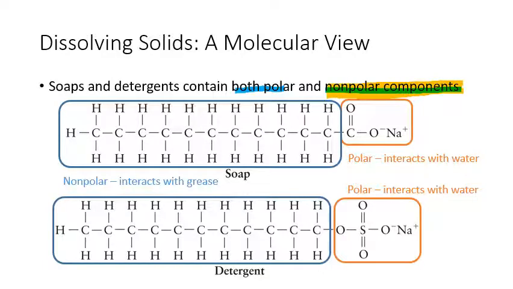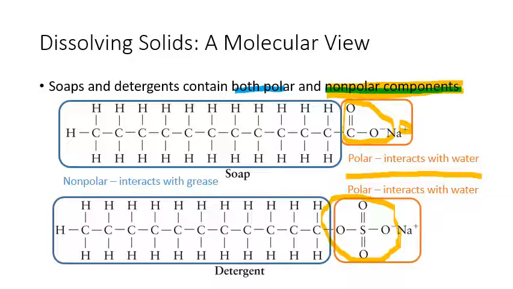They contain a polar component and a nonpolar component. The polar component of the soap is right here: it has a charge group, a C, an O, and a minus charge, and then also a positive charge. Or this one over here, S with a bunch of O's. This is a very polar region of a molecule right here. And this section of the soap or the detergent is going to interact with water, and that's going to make this soap soluble in water.